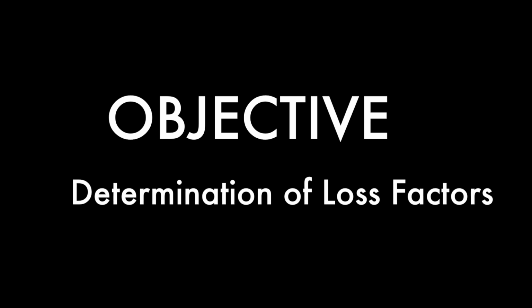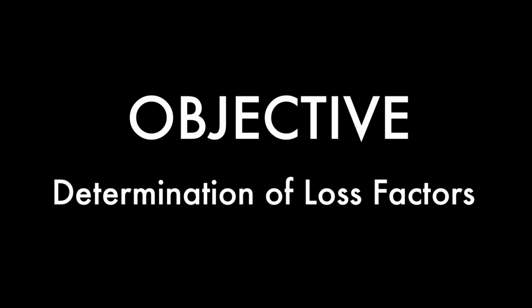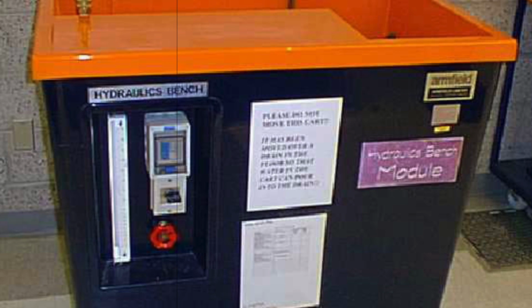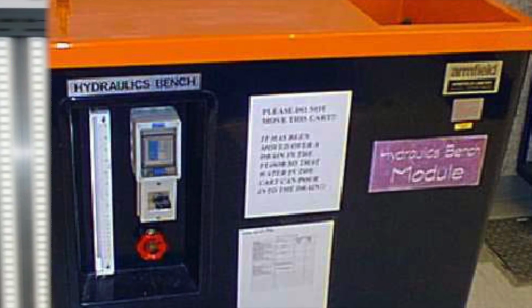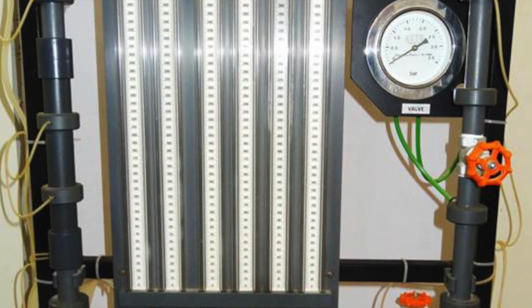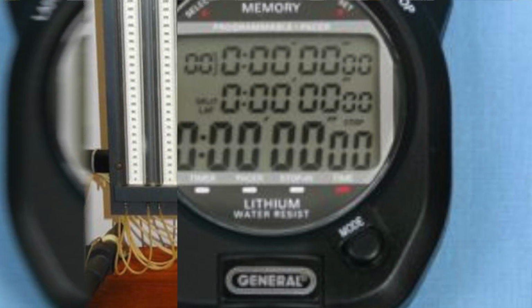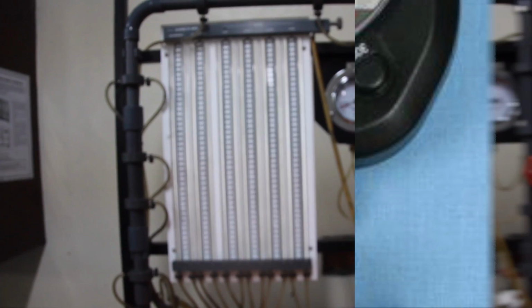This experiment aims to determine the loss factors of flow through a gate valve. The apparatus and supplies needed are a hydraulics bench, an energy losses in bends and fittings apparatus, and a stopwatch.